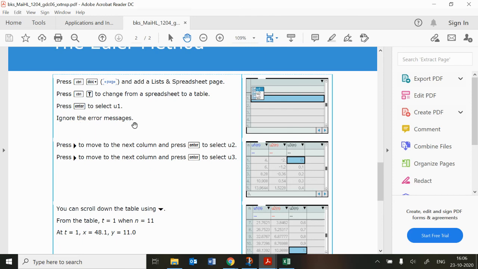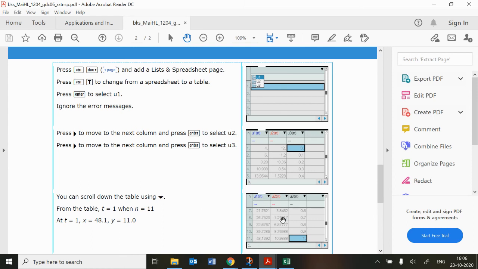Ignore the error messages. Fair enough. And then it says move to the next column, of course. So move further down, move to the next column and press enter U2. Okay, so we're going to put U1 in there, and I think we're going to put U2 in there, U3 in there, basically. Okay, so move to the next column, and put in U2 and so on. Okay, so scroll down the table using this. It should all be in there now.